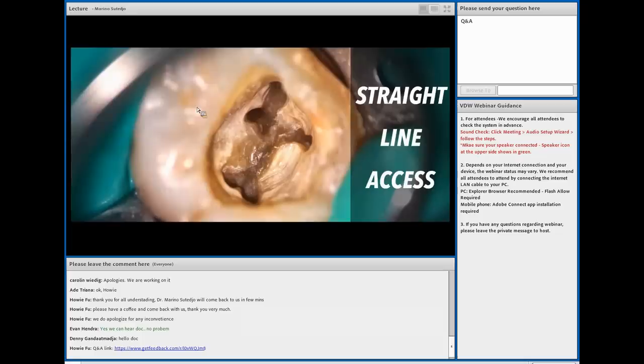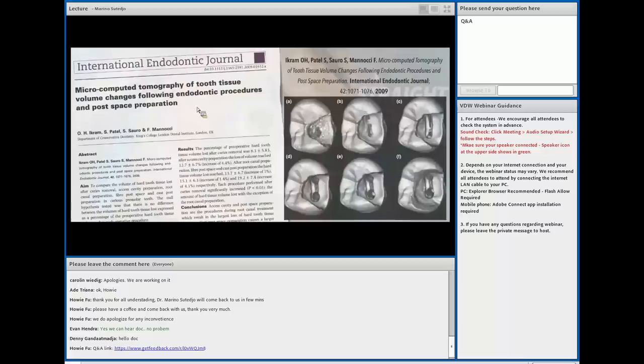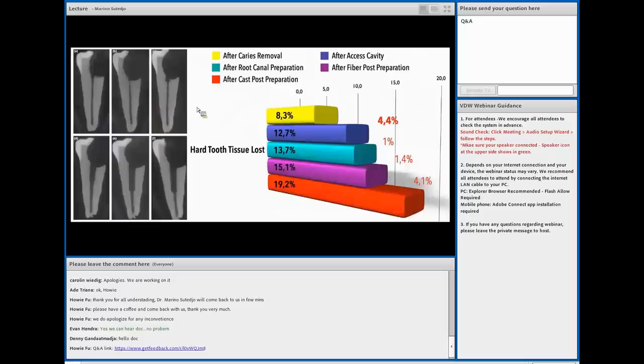Straight line access is always the basic. I always say straight line access, up to date, in my opinion, is always a basic, because with this type of access, you can easily identify all the anatomy inside. You can improve your visibility nicely. It means you don't have any problems with the visual, with finding the anatomy of the root canal.